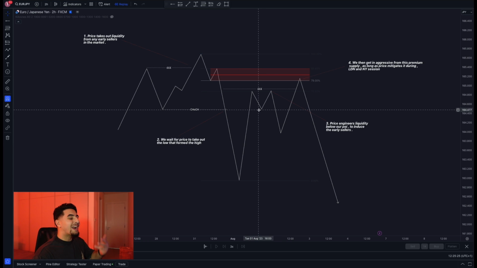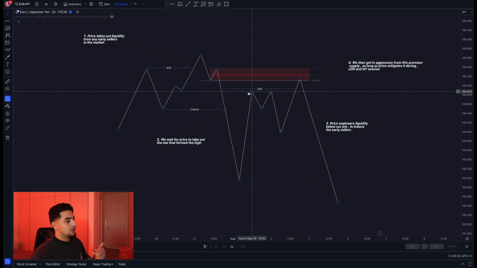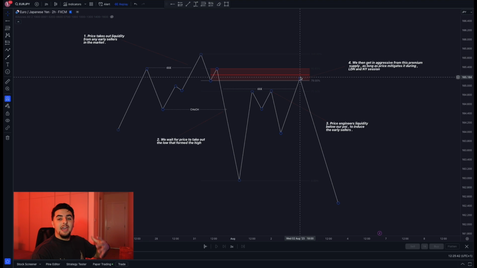On the pullback, price must engineer liquidity below our zone. As you guys can see, the liquidity was engineered right over here. Then once price takes out the liquidity that was engineered and we get that mitigation into our area of supply, we will get in aggressively. And this is the last point.